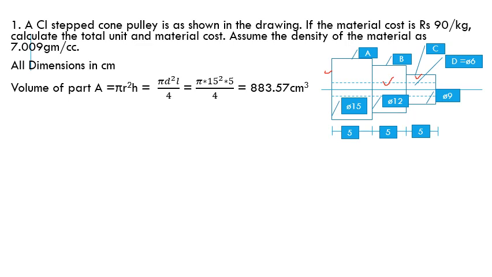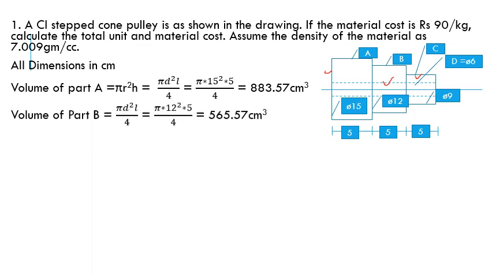So that is equal to pi into d is 15 and length or the height is 5 centimeter divided by 4. When I calculate, I get it as 883.57 centimeter cube. That is the volume of part A. Now let us come to volume of part B.